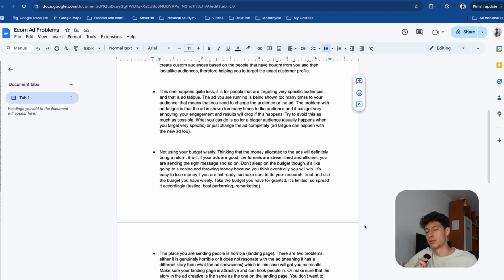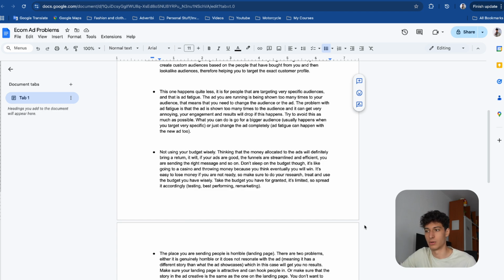This next problem happens quite less, but it is for the people that are targeting very, very specific audiences, and that is ad fatigue. The ad you are running is being shown too many times to your audience, and that means you need to change the audience or the ad because people don't resonate with the ad. Now, the problem with ad fatigue is that the ad is shown too many times to the audience and it can get very annoying, as I mentioned. So basically, your engagement and results will drop if this happens, and try to avoid this as much as possible because it ruins your ad. You're spending money and you're not getting results, neither engagement, and your ad is basically going nowhere.